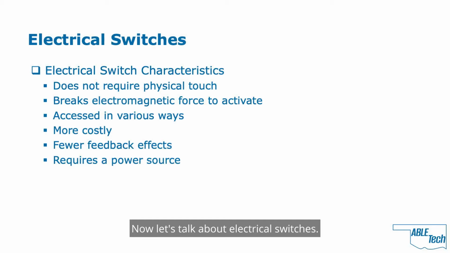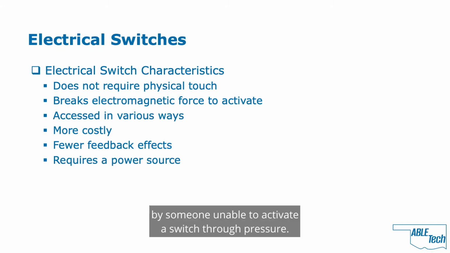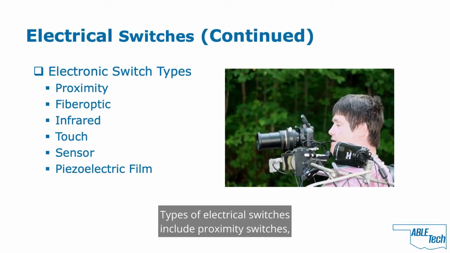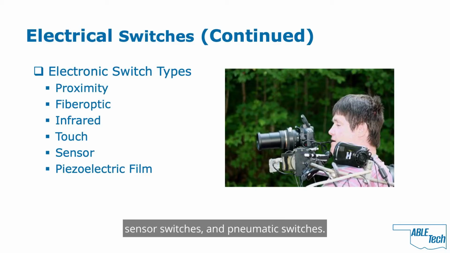Now let's talk about electrical switches. Electrical switches do not require physical touch or pressure. This type of switch requires a break in the electromagnetic force to activate. These switches are most often used by someone unable to activate a switch through pressure. These switches can be accessed in multiple ways. Types of electrical switches include proximity switches, infrared and fiber optic switches, sound switches, sensor switches, and pneumatic switches.